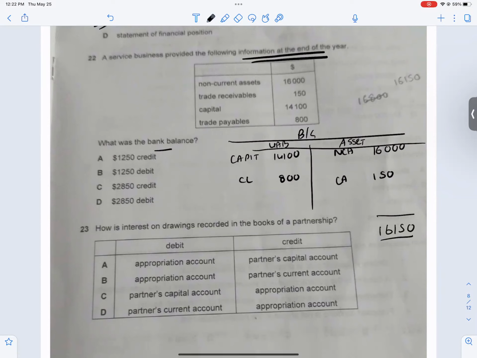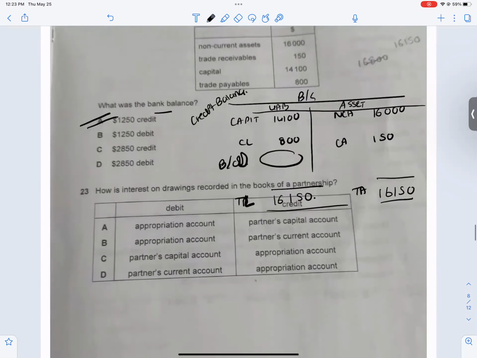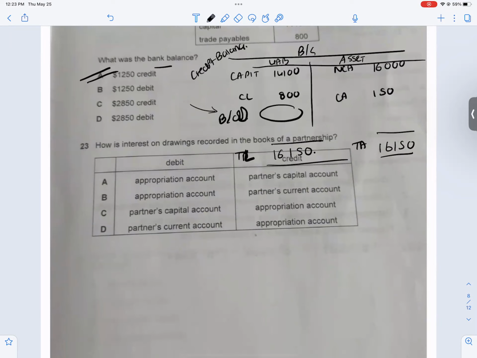Is it a bank balance or a bank overdraft? It's a bank overdraft. Of how much? The total assets must be equal to your total liabilities. It's 1250. 1250 debit or credit? Credit. A bank overdraft always has a credit balance.